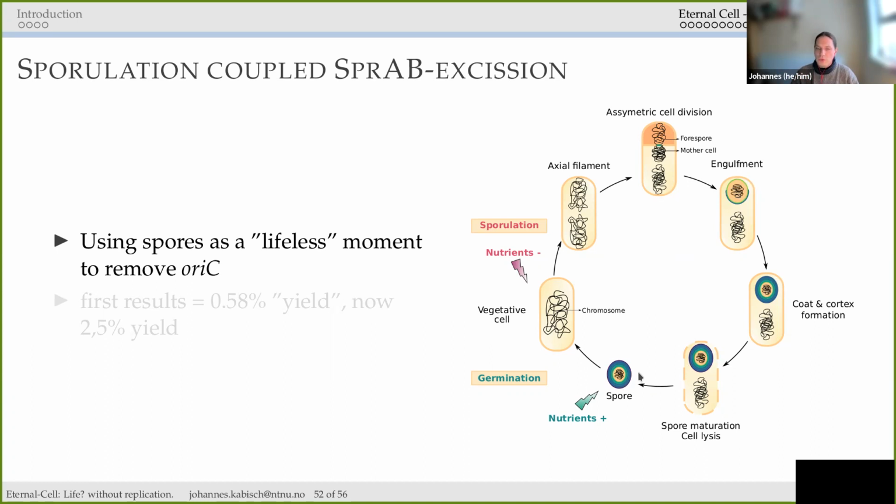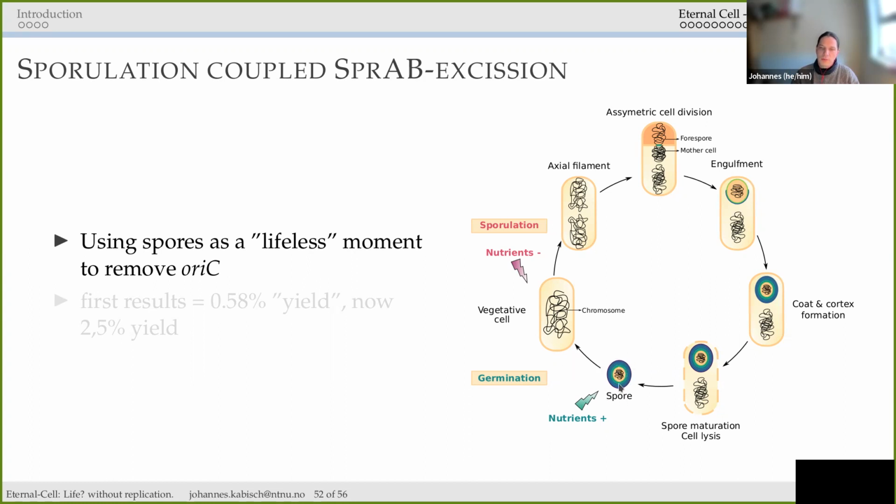And what we can do now is heat treat all of this because the spores can survive very high heats, meaning we kill off all the other cells that have not gone through this process and have not removed the ORI, because that only happened for the spore. And then the big question, so this is really recent that this seems to work. Now the question is, can they germinate again?